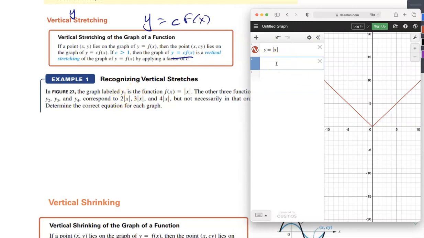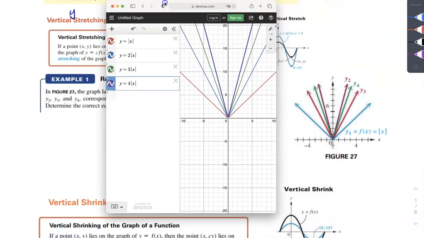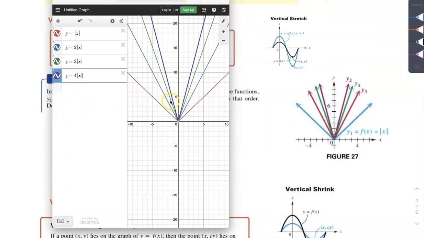And then we're going to graph y equals 2 times the absolute value of x, and then y equals 3 times the absolute value of x, and y equals 4 times the absolute value of x. And it's really easy to see when something's a linear graph, because it's just like slope.